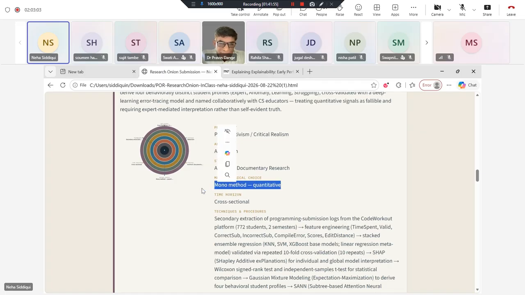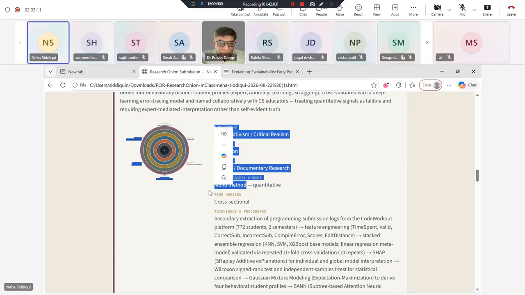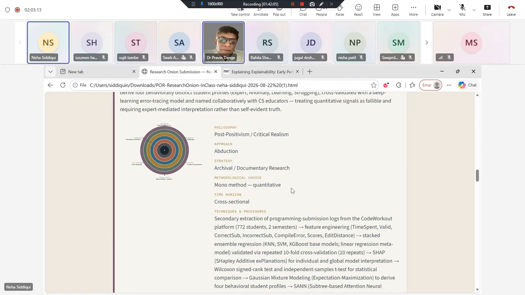Also, sir, the methodological choice of this. I am not sure if it would be quantitative only, mono method. I know the quantitative qualitative difference, but I don't know what mono method is. Is it single? Yeah. So there are multiple methods. Qualitative, quantitative is a continuum, right?